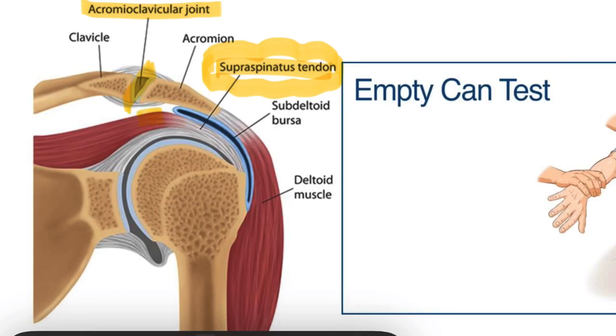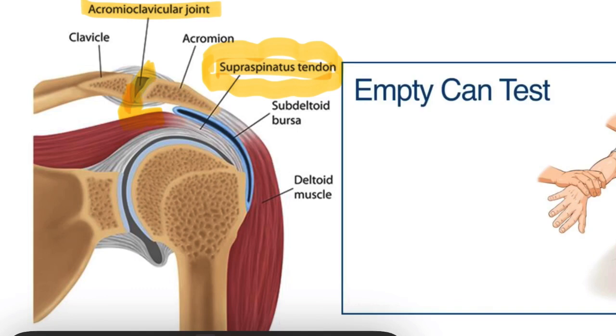And this is the impingement between the head of the humerus and the acromioclavicular joint. The supraspinatus gets impingement, and if the tendon goes into this space between the acromioclavicular joint and the humerus, then that tendon will get impingement. Because of that impingement, we can see this rotator cuff syndrome.